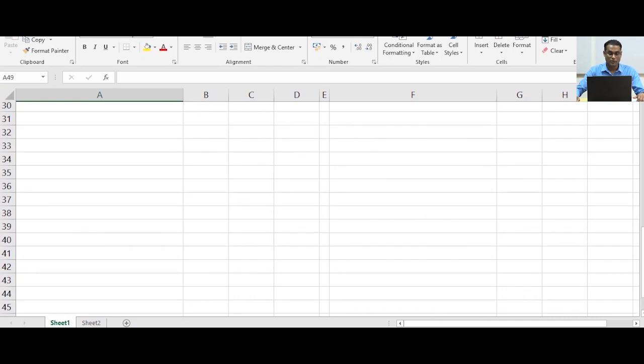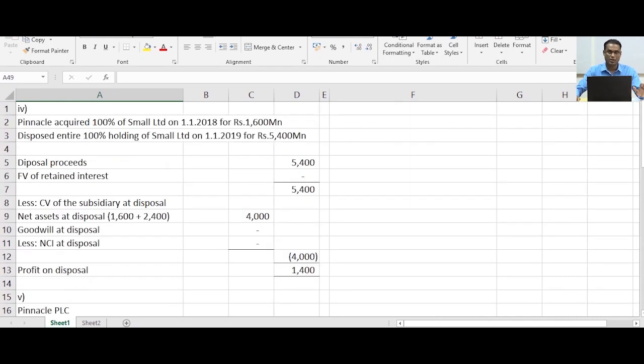Then the workings. Workings are very important in any consolidation question. When you prepare a consolidated statement of financial position, there are some mandatory workings you need to do. The first working is the group structure. Then you need a net asset table for the subsidiary to identify the net asset value at the date of acquisition, at the reporting date, and the post-acquisition net assets. Then working number 3 should be the goodwill calculation. Working number 4, non-controlling interest, and working number 5 is consolidated retained earnings. These 5 are mandatory workings for any consolidated statement of financial position.